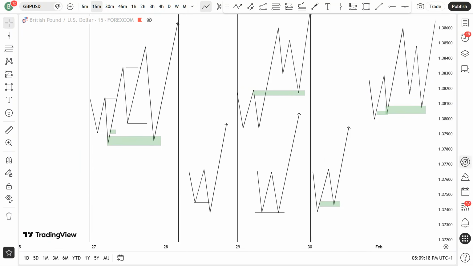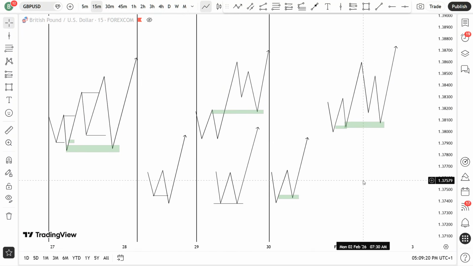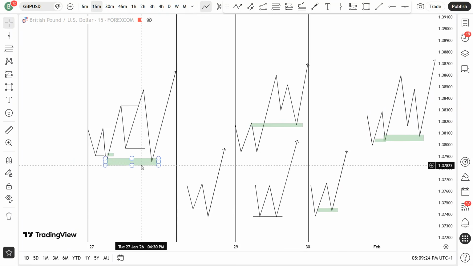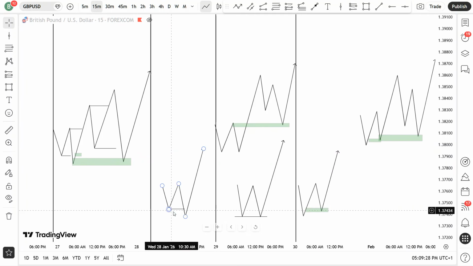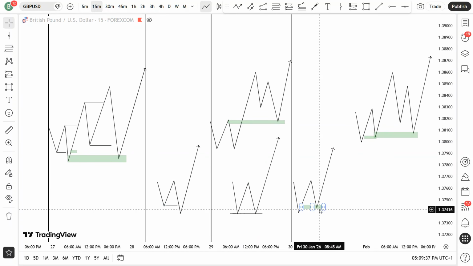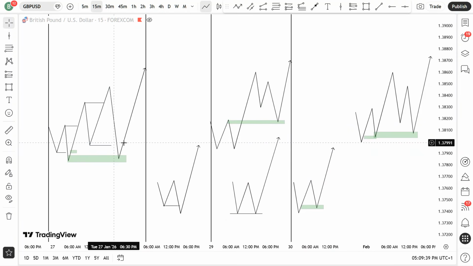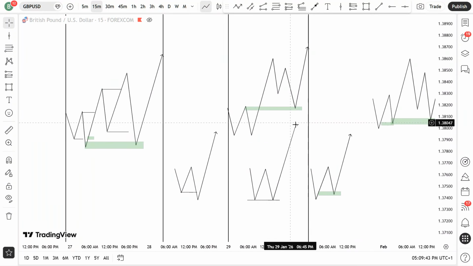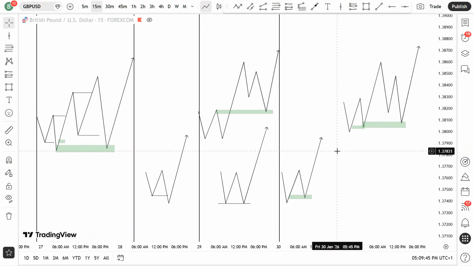So my entry model is just your normal Quasimodo, your normal QM, but it can come in different forms. In this Quasimodo, I can sweep the low. This one will have equal lows, and this one will have ring mitigation. So it's basically just your QM, Quasimodo, nothing else, with inducement long. Quasimodo is what actually works in the financial market, no doubt.